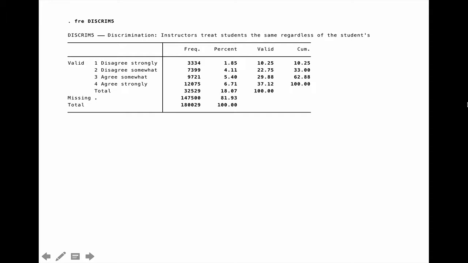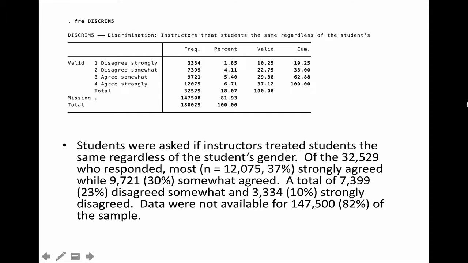So how are we going to tell the story? Well, this is a case where it makes sense to have a statement saying what the question was. Students were asked if instructors treated students the same regardless of the student's gender. Now, you don't say people were asked their sex, of which the responses were male and female. When you say there were this many men and this many women, it's pretty obvious what they were asked. This is a case where it makes sense to actually provide the question that was asked. Now, again, we have a lot of missing data here. Okay.